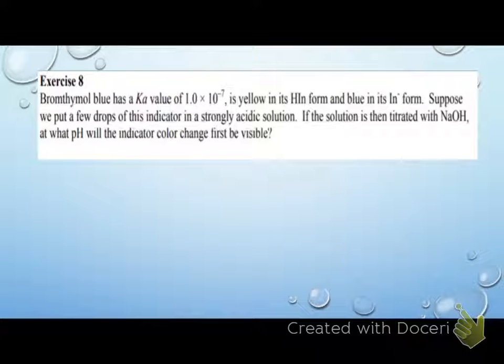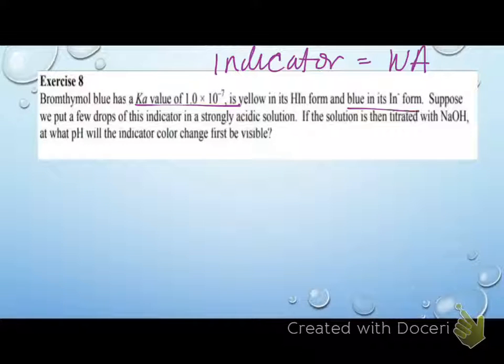So this last question is about bromothymol blue. It tells you its Ka value of 1 times 10 to the negative 7, and it tells you that it's yellow in its weak acid form, because remember, indicators are weak acids. Write that, indicators are weak acids. And then it's blue in its anion form. Suppose you put a few drops in a strongly acidic solution. If it was then titrated with NaOH, at what pH would the indicator change first be visible? And if you remember from last year when we did our titration, the best when you get to the endpoint is that green that we tried to get in class. Some of you got it, some of you overshot to yellow.